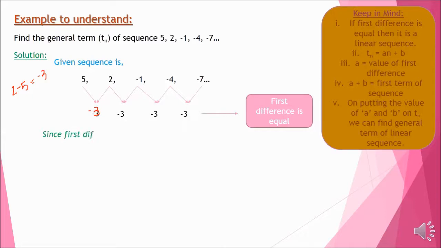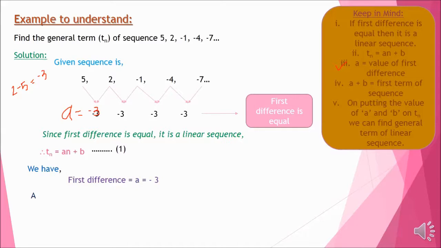Now the first difference is equal, so it is a linear sequence and its Tn will be an plus b. This is equation 1. We need it later on. Now we have the value of a also. You can see in the third step, a is equal to the value of first difference. So right here is a. We have the first difference a equal to minus 3.